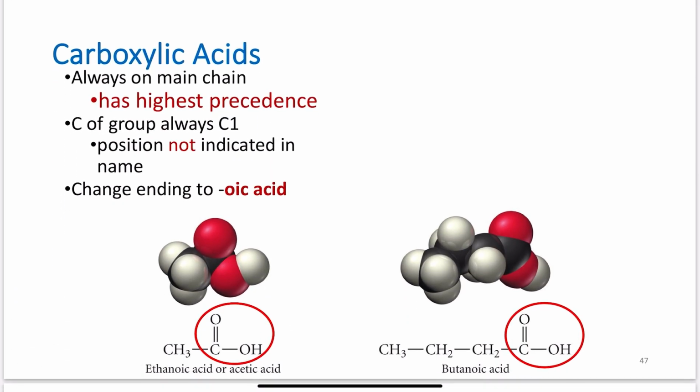Carboxylic acids do get the highest precedence. So if you have a carboxylic acid with other functional groups, you're going to take the carboxylic acid as the name of the compound, as the base name. So the carbonyl carbon is always carbon 1. So this is carbon 1, this is carbon 2, carbon 1, carbon 2, carbon 3, carbon 4. It's always the base carbon. Position would not be indicated because it has to be at the end because I have to have that carbonyl carbon attached to an OH group to be a carboxylic acid. And then I change the ending of the name to oic acid. So ethanoic acid, also known as acetic acid, butanoic acid, okay?